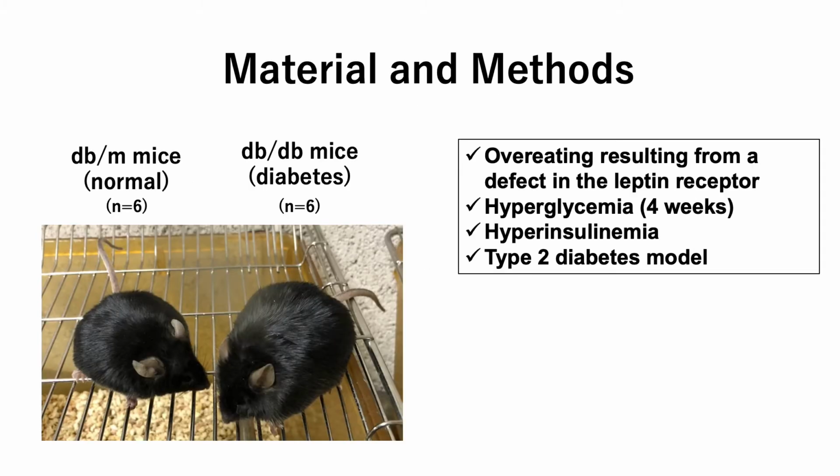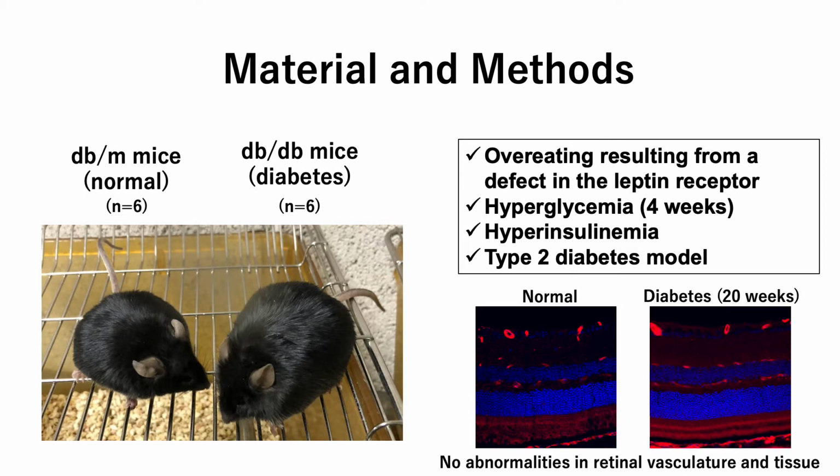We used db/db mice as a type 2 diabetic model. These mice showed hyperglycemia at 4 weeks of age. In our preliminary study, we confirmed that there were no abnormalities in the retinal vasculature and tissue at 20 weeks of age.